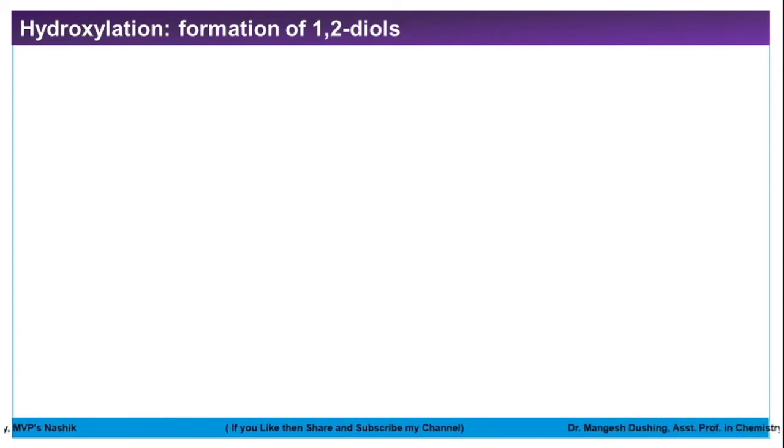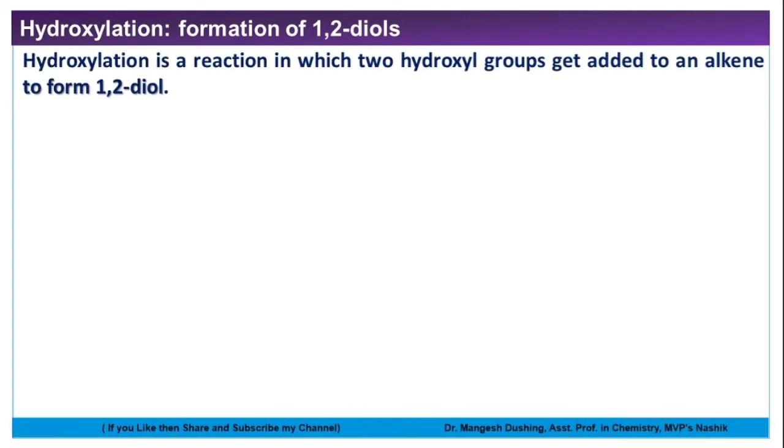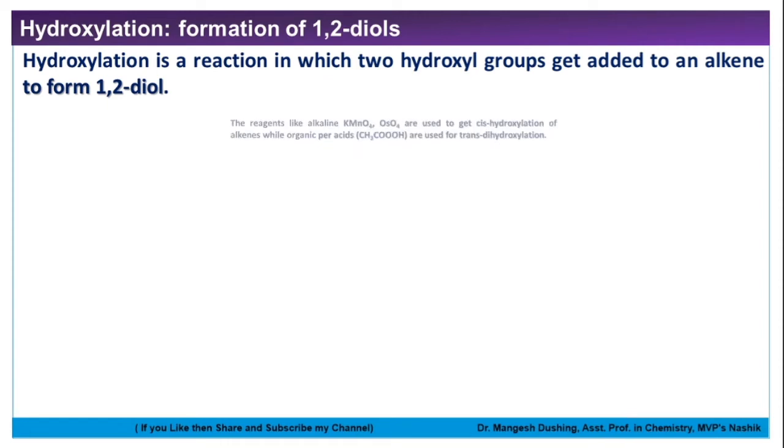Hydroxylation reaction, that is formation of 1,2-diol. The hydroxylation is the reaction in which two hydroxyl groups get added to an alkene to form 1,2-diol. म्हणजे या रिएक्शन मध्ये काय होतं, अल्किनच्या दोन्ही कार्बनला हायड्रॉक्सिल ग्रुप जातो, म्हणजे OH. जसं आपण हॅलोजन मध्ये घेतलं बघा, प्रत्येक कार्बनला एक हॅलोजन जातो Br. तसं इथे काय झालं आता OH. म्हणजे इथे पण तुम्हाला मार्कोनिकॉव्स रूलची एवढी काय गरज पडणार नाही, पण इट फॉलोज मार्कोनिकॉव्स रूल.